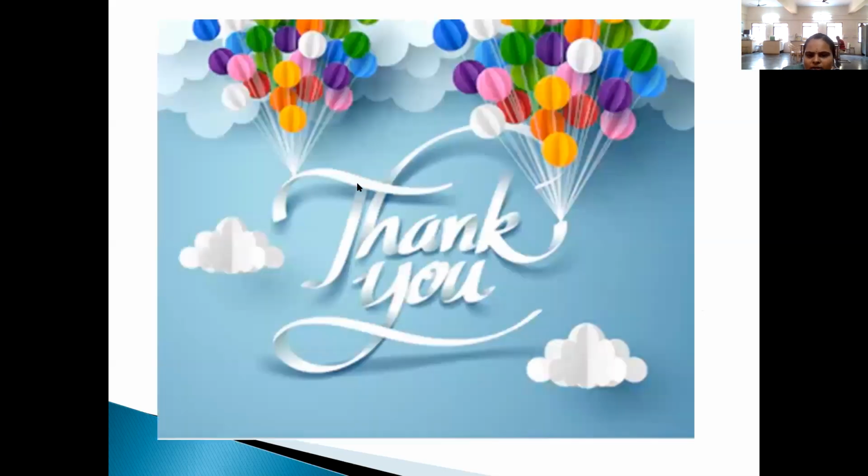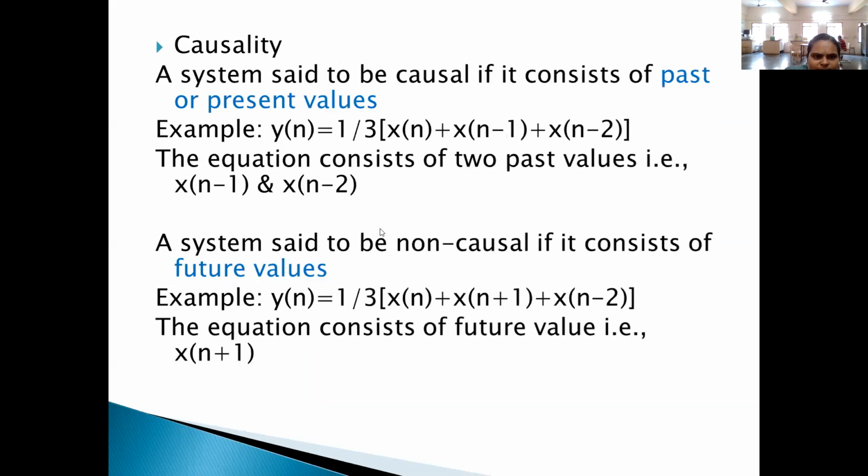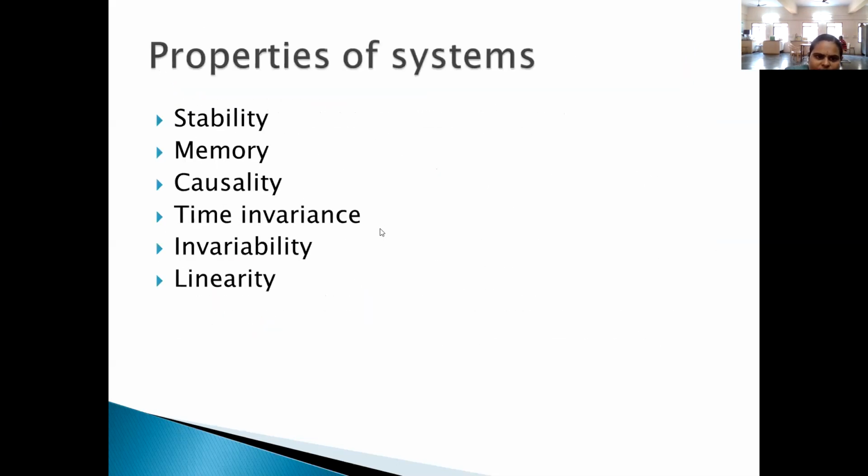This is all about the properties of a system, that is stability, memory, causality, time invariance, invertibility and linearity. This is important.